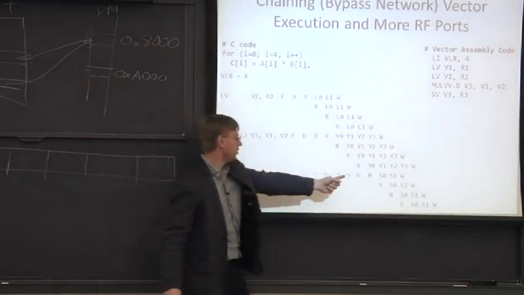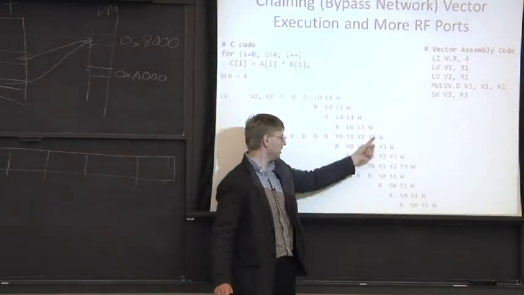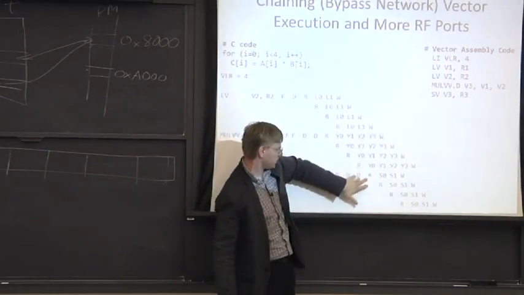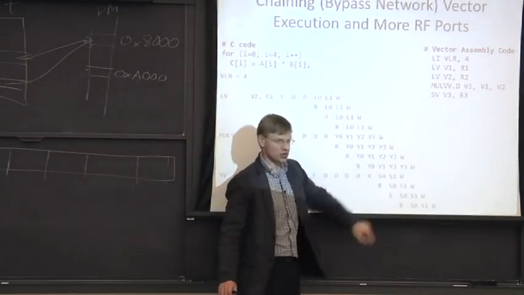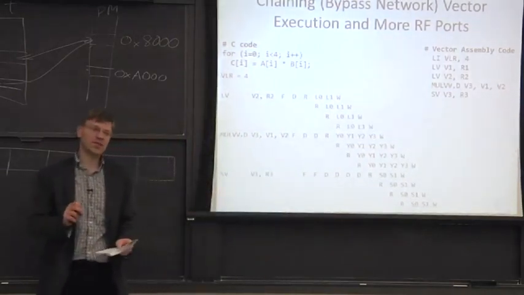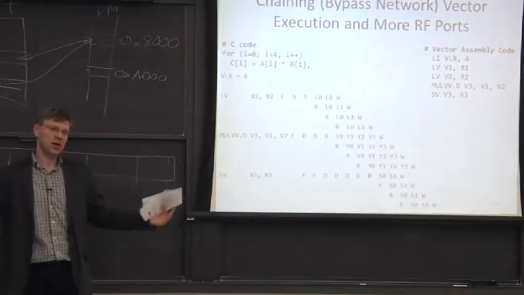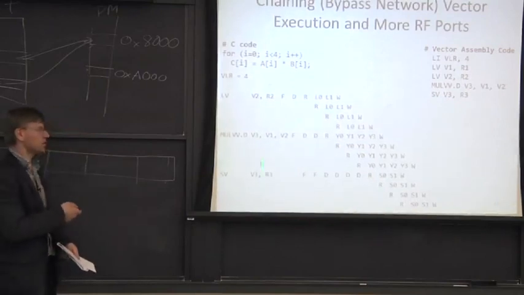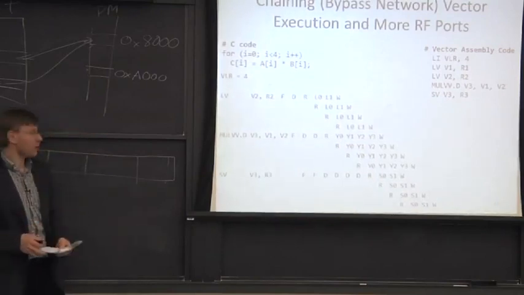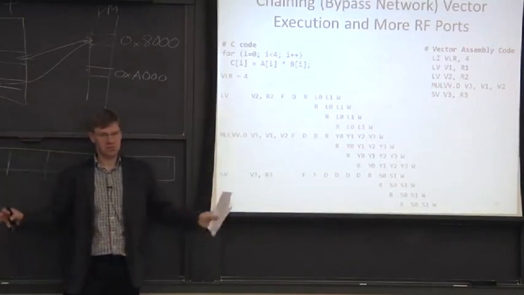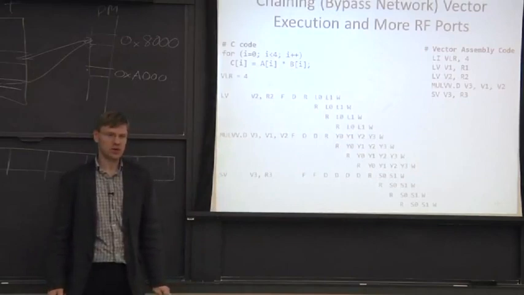Similarly, the store here needs the output of the multiply in Y3 of the first element, so it can bypass it there and then start doing the store. So we're able to get some parallelism here, even without having multiple copies of the same execution unit. But we are able to get parallelism in our vector architecture. And what's really cool is we only had to issue 3 instructions to do this, so very low instruction bandwidth.